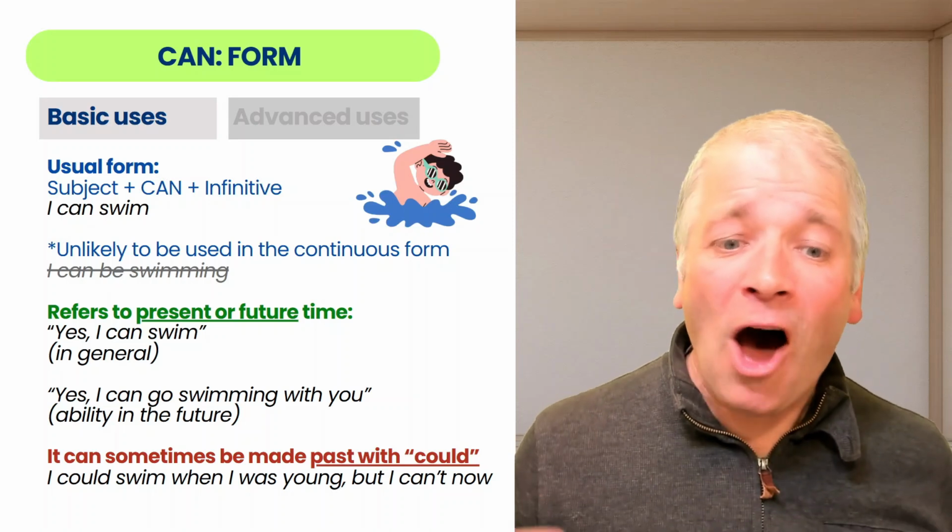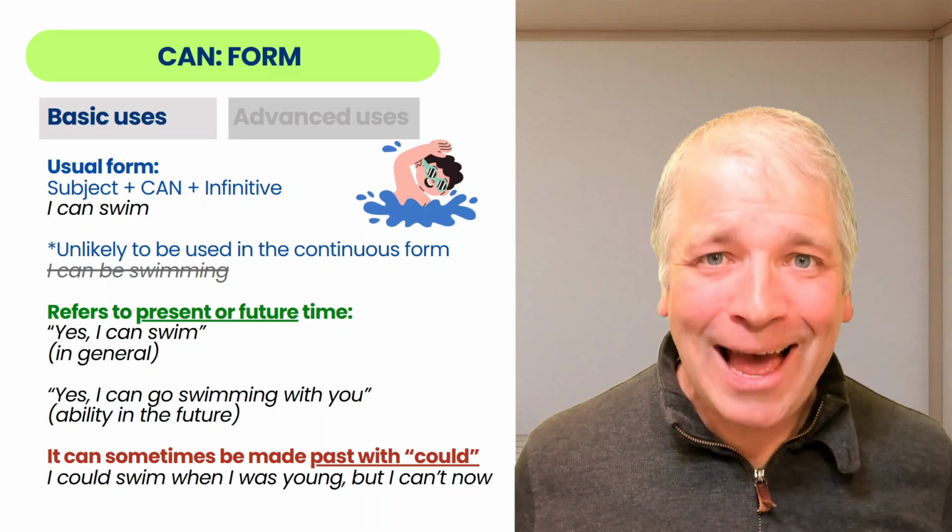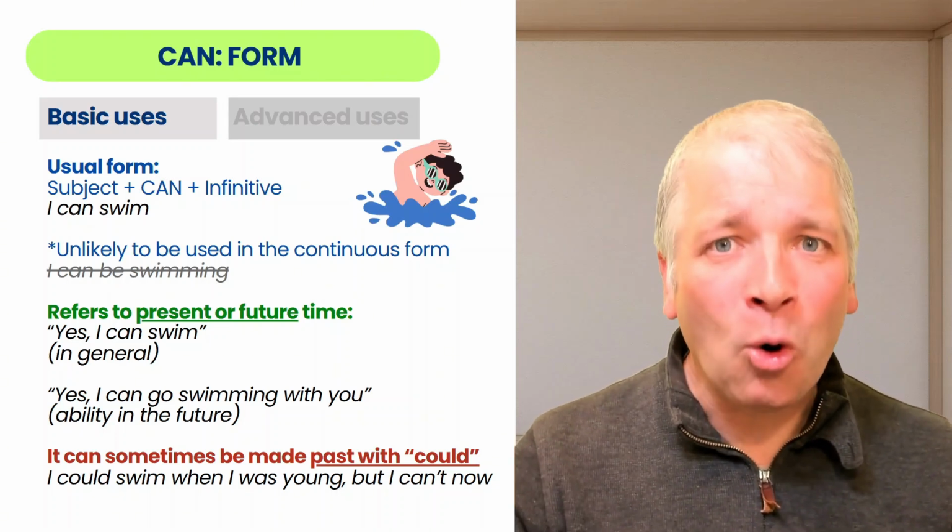And can might sometimes be made past by using could instead. For example, I could swim when I was young, but I can't now. We'll look at this a lot more later.